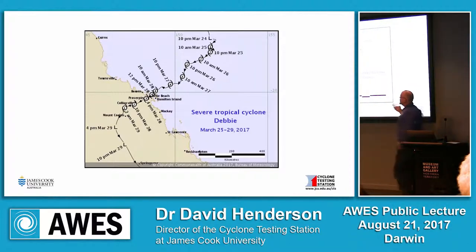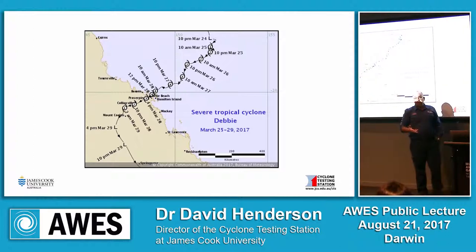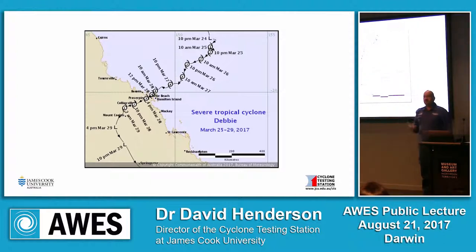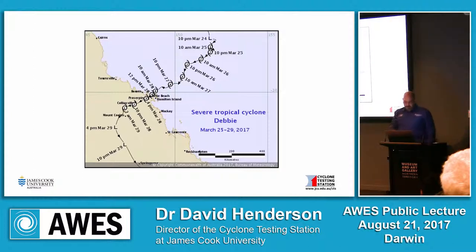At some point, it was looking at Mackay, where they were then looking at evacuating 25,000 people from the storm tide zone, and then it did another dog-leg and looked like it was coming back towards Townsville, with similar issues with the storm tide zone. Then it sort of worked its way out and came in across the Airlie Beach area.